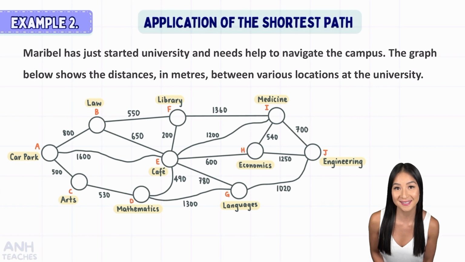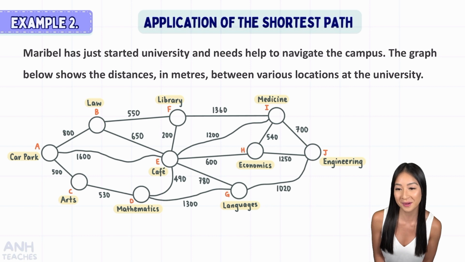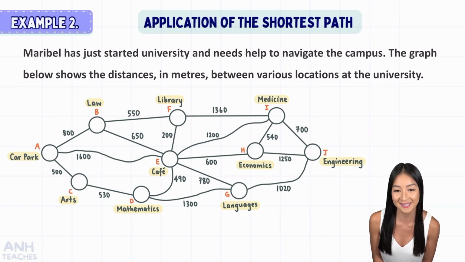Okay, so moving on to example 2 now, which is an application of the shortest path algorithm. Let's read the question. Maribel has just started university and needs help to navigate the campus. The graph below shows the distances in meters between various locations at the university.